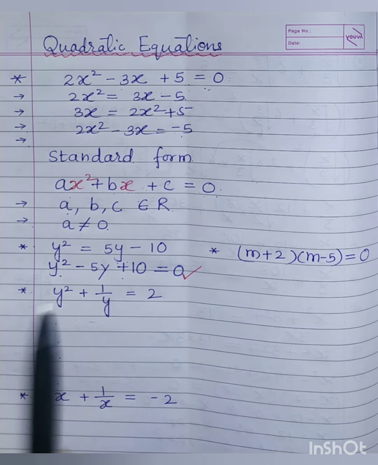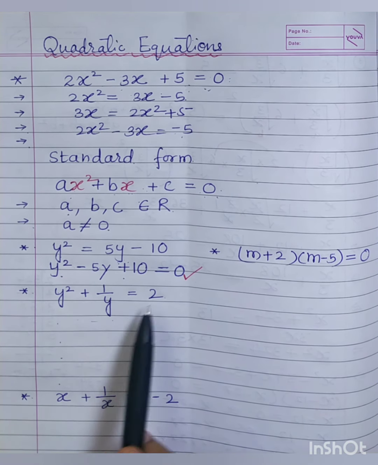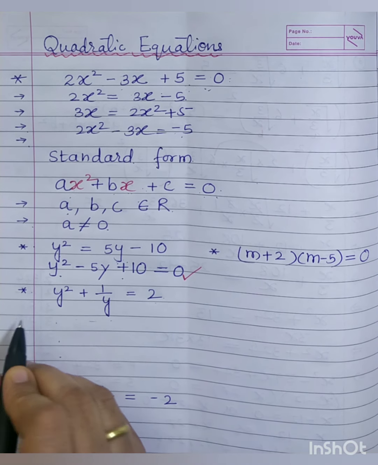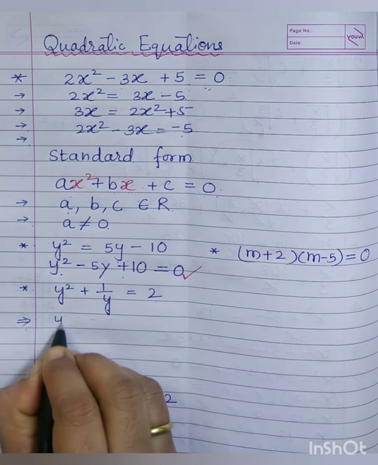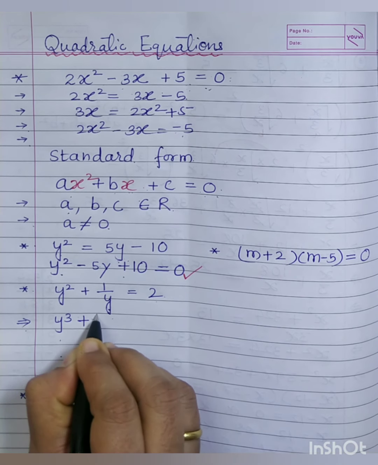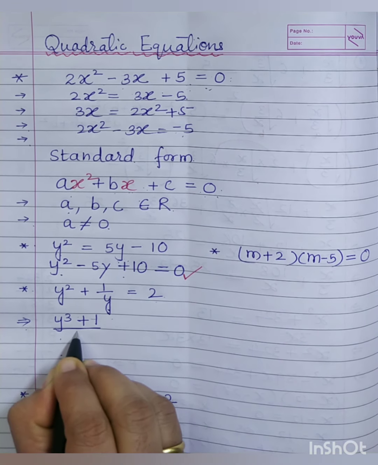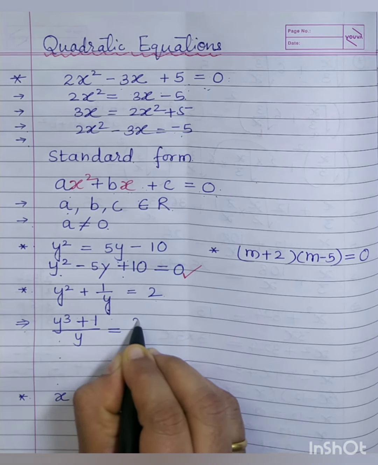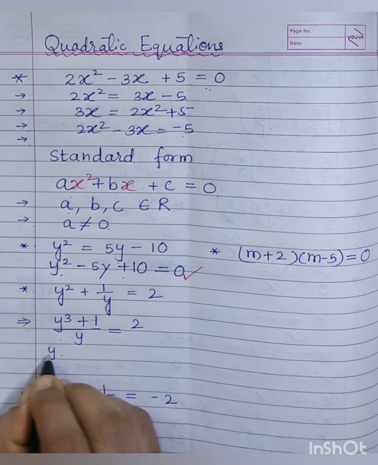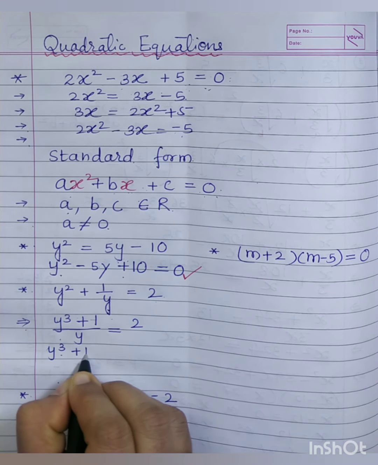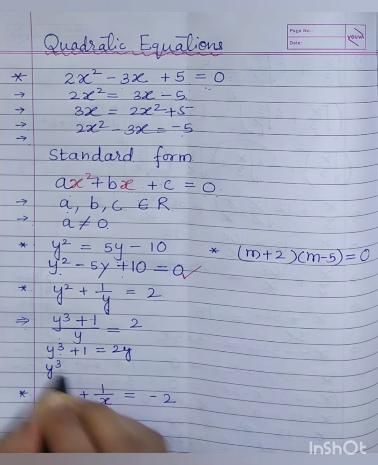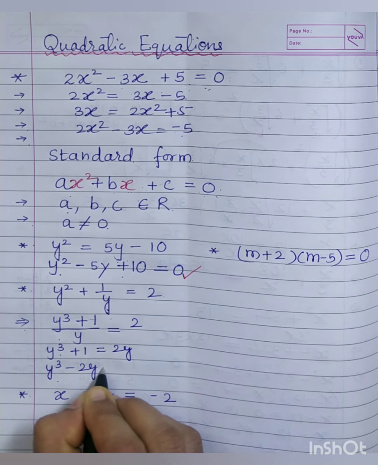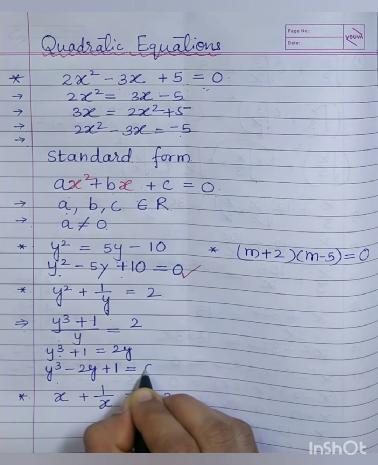Simple. Now look at this. y square plus 1 upon y is equal to 2. Don't judge by looking at this. I have told you that you need to write it in standard form. Let's see what happens there. Here you will be finding the LCM. So y into y square, what will it become? y cube plus 1, whole upon y, equal to 2. Further you simplify it as y cube plus 1 is equal to 2y, and that will be written as y cube minus 2y plus 1 is equal to 0.